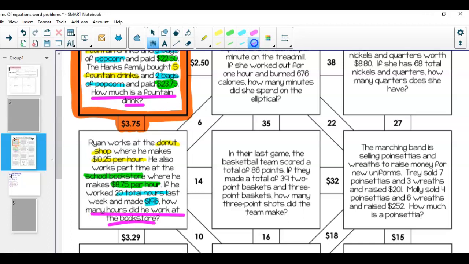So there is a lot going on. So let's do this piece by piece. First, the things we don't know. We don't know how many hours he worked at both. So those are going to be our variables. Let's say D for donut shop for the number of hours at the donut shop, and B for the number of hours at the bookstore.